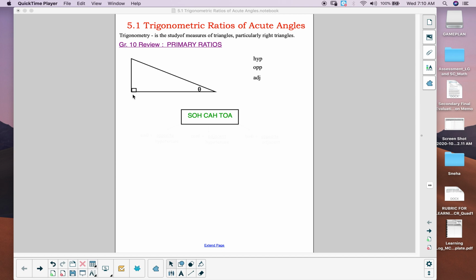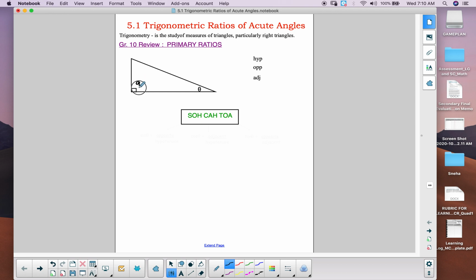Here we see a right angle triangle. This is a 90-degree angle, so this is the indication that this angle here is 90 degrees. And the labeling of the triangle is based on the acute angle that's being considered. So if you look at this triangle, the acute angle that's shown is this one here, which is labeled as theta. This is also an acute angle, but it's not labeled in this question.